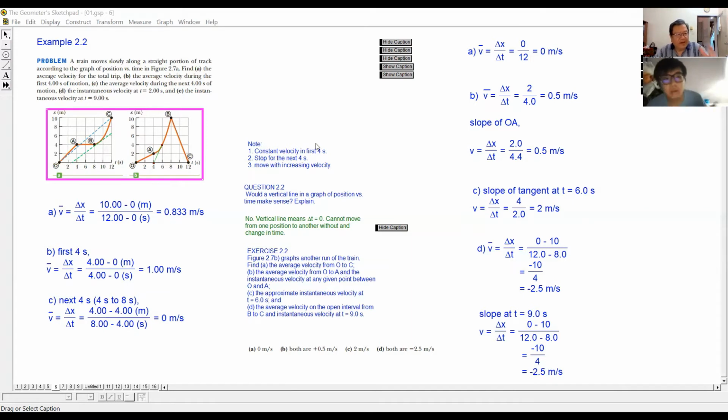The gradient of the tangent at that point. Because this is a straight line, the gradient of the tangent at that point is the same as the gradient of the tangent of the whole line from O to A. So how much is that?